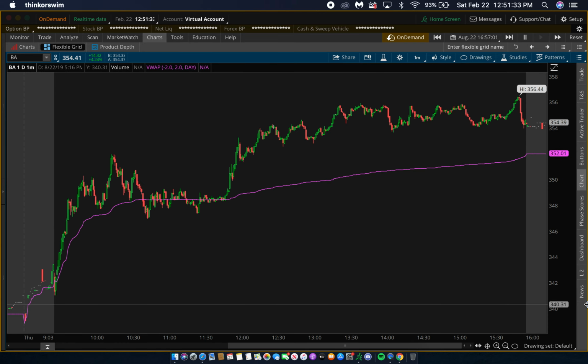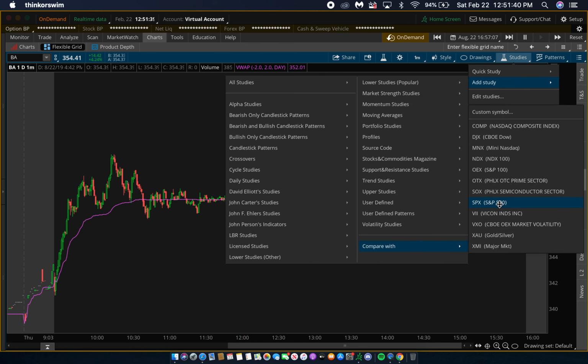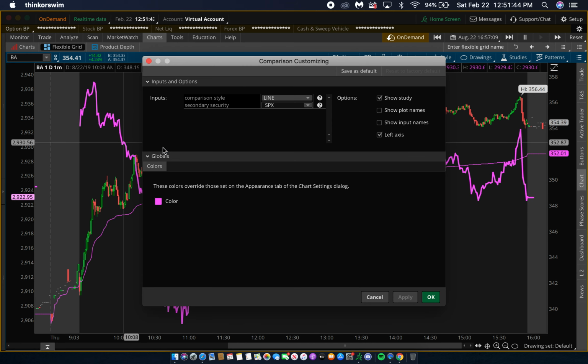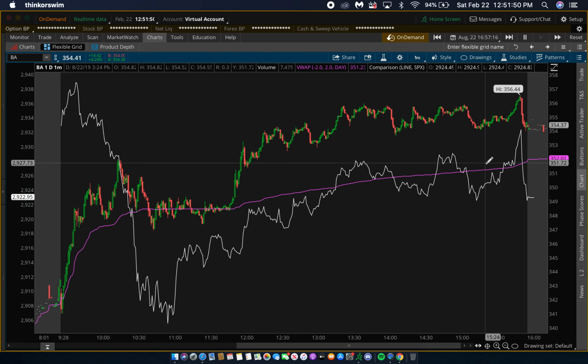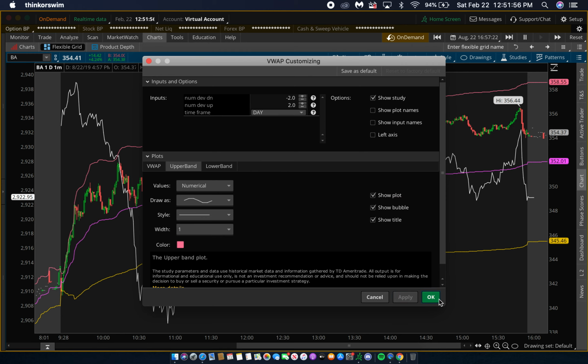So we have VWAP here. I'm going to go to quick studies. I'm going to add a study. I'm going to go to compare with, and I'm just going to use SPX, the S&P 500. I'm going to make this line yellow. I'm going to make this line actually white again. So now we have VWAP. And you know what? I'm going to add the upper band just to illustrate this point because I'm sure there was a resistance or a support with the upper band.